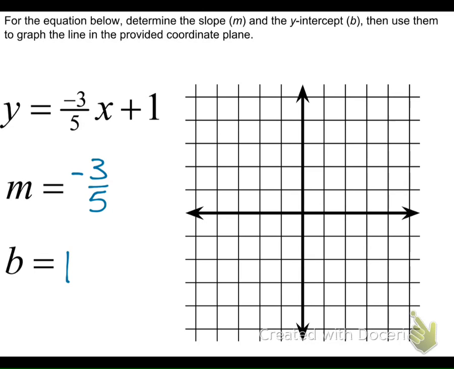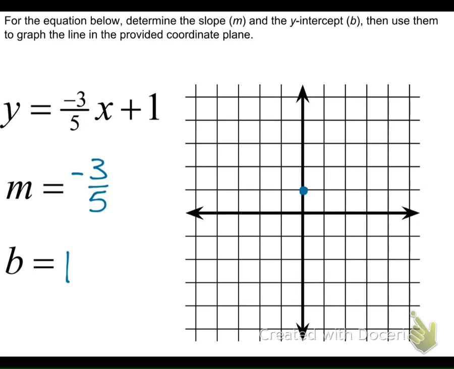You go up from the origin 1, that's right. So the y-intercept is where the line crosses the y-axis. So it has to be on this line. And because it's positive 1, just like Cody said, we're going to plot the point here. And from here, since we have our slope, now we can plot the next point, right?